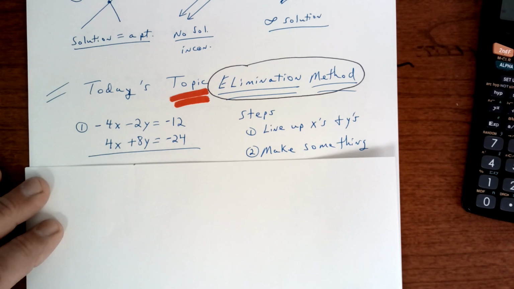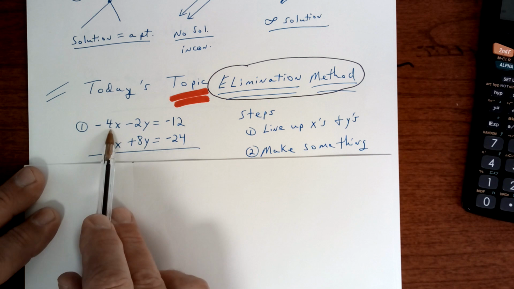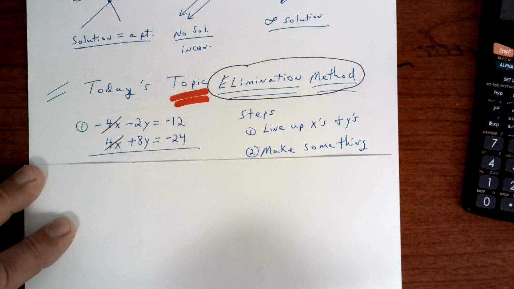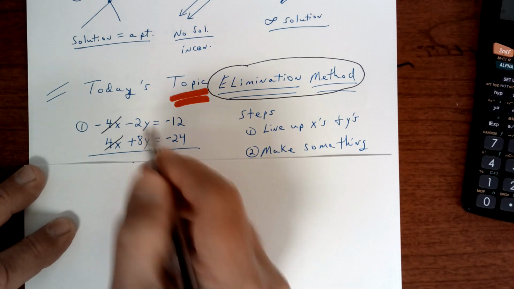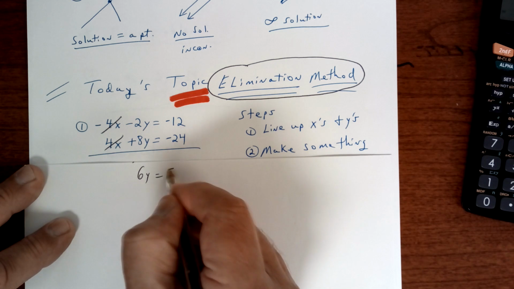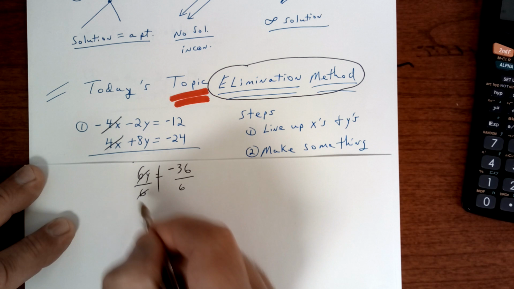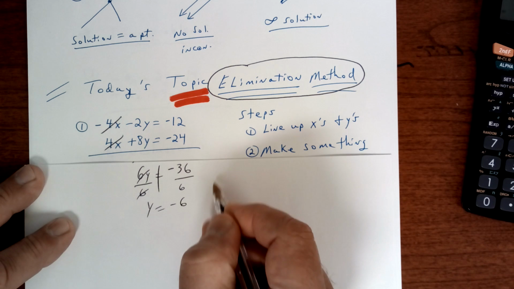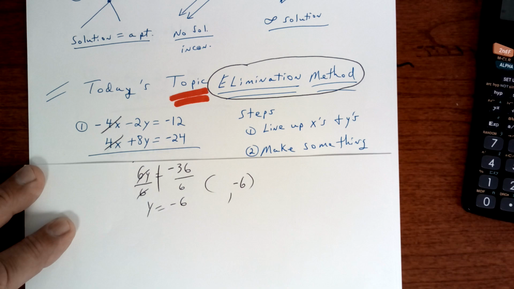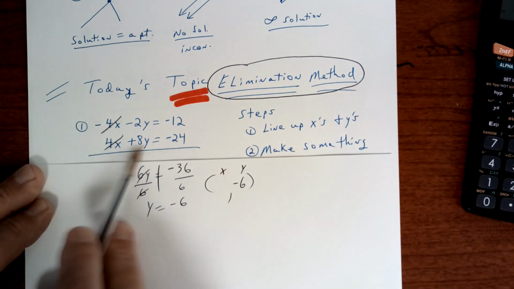So if you look here, the negative 4x and the plus 4x already cancels. So knock that out. 8 minus 2 is going to give you 6y. This is going to be a negative 36, I think it is. And then you're going to divide by 6. And when you do that, you get y equals a negative 6. And that's what your y is. So you're going to put a negative 6 here. Now you got to get your x. To get your x, you choose whichever equation you like.